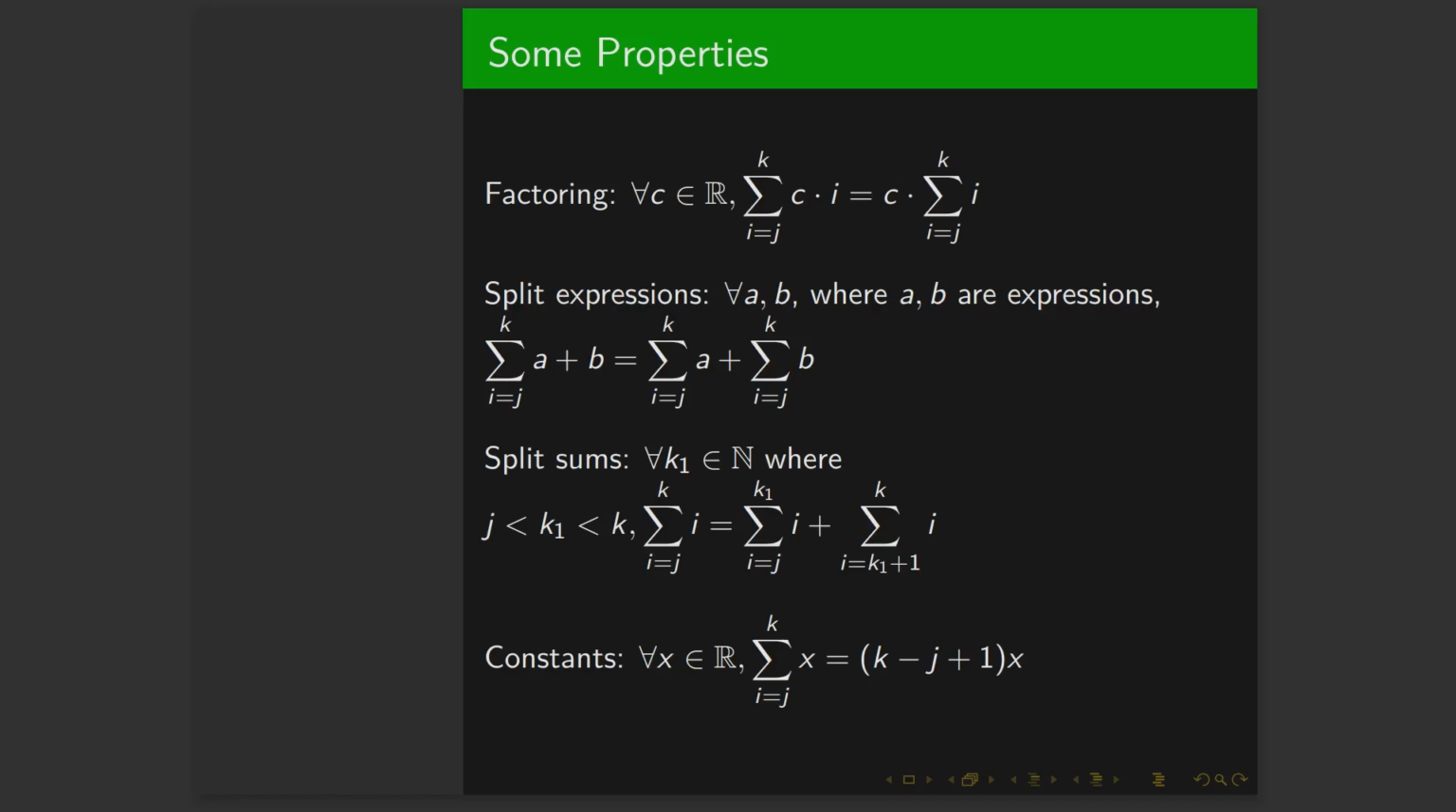So if we start at 3 and sum to 10, it's the same as starting at 3 and summing up to 6, and then adding the sum from 7 to 10. It's the exact same thing. All that's happening is we're changing the endpoints, or we're putting something in between.